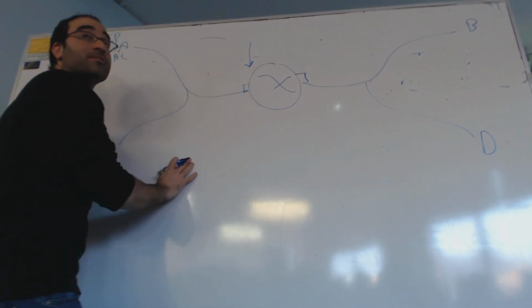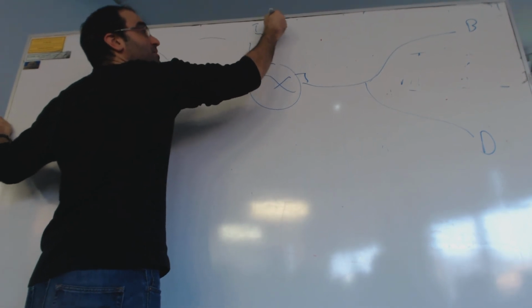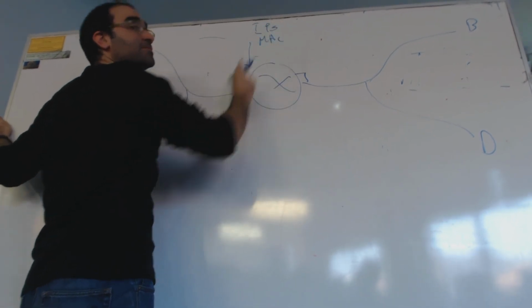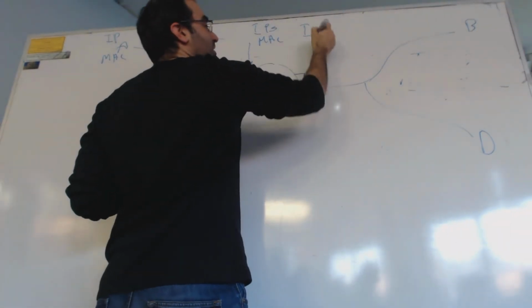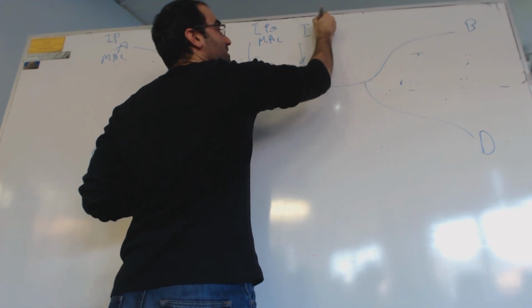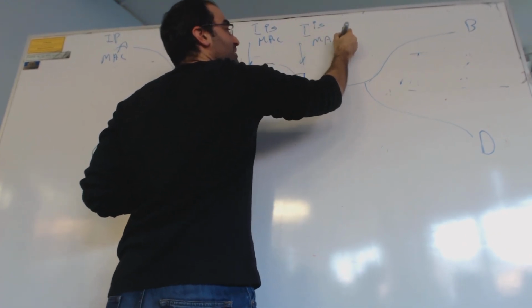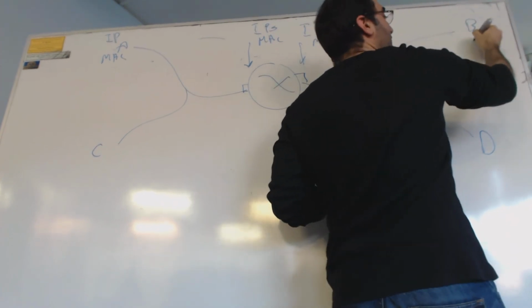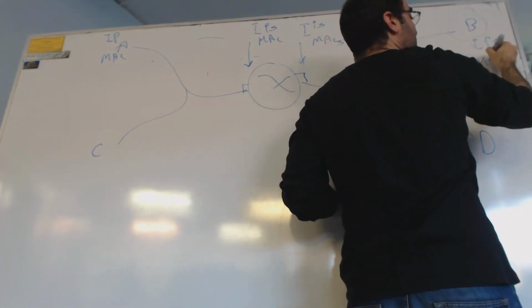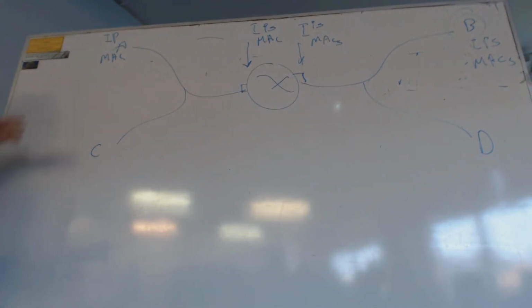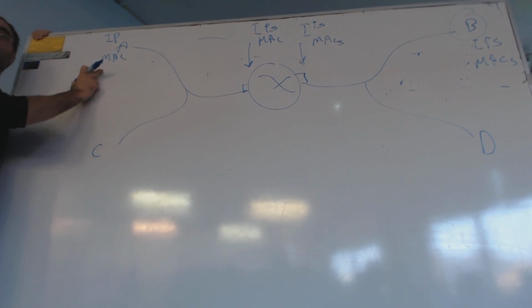Each one of those has what? An IP source and a MAC source. This side will have an IP source and a MAC source. This device will have an IP source and a MAC source. Do you agree at the moment at the principle? Each one of those devices has one IP address and one MAC address.